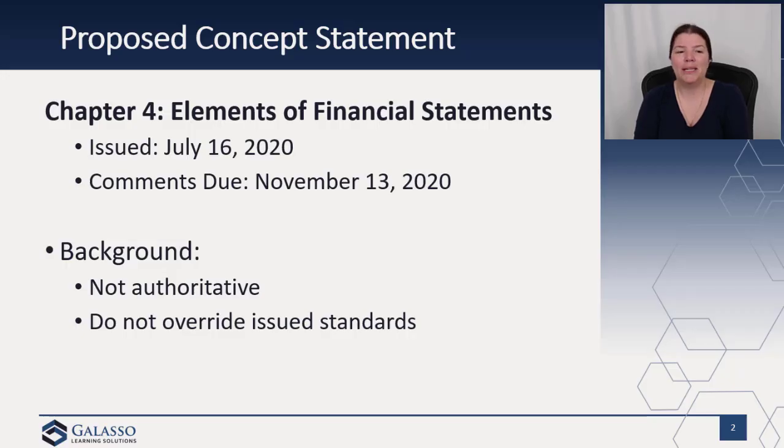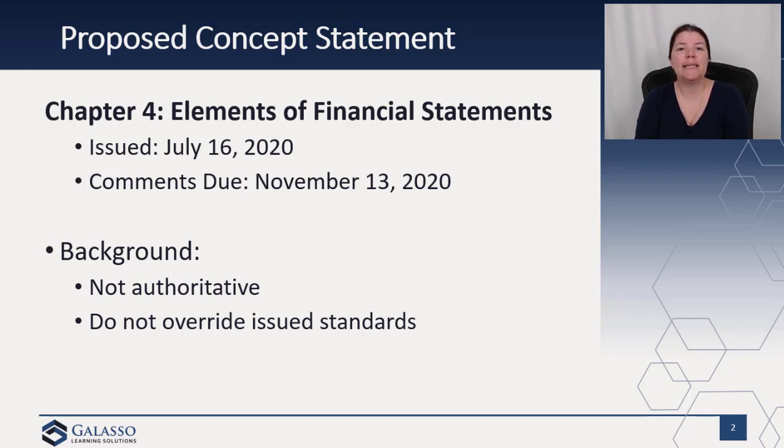So when we look at this, chapter 4 of the elements of the financial statements, it was issued July 16th, 2020. Comments are due November 13th of 2020. Now remember, concept statements are not authoritative. If we have an existing standard, it doesn't override that. So sometimes you might hear something and you're like, well, that's in conflict with XYZ standard. That's okay. This is for the board to be able to consider when they're writing a standard. So that's really what the conceptual framework is for.